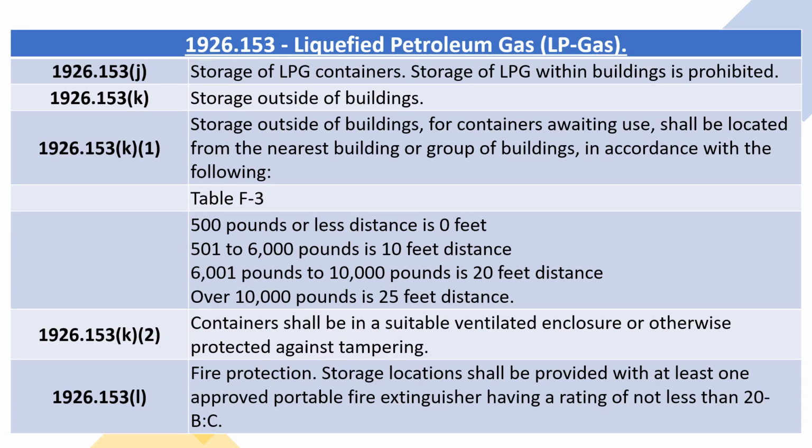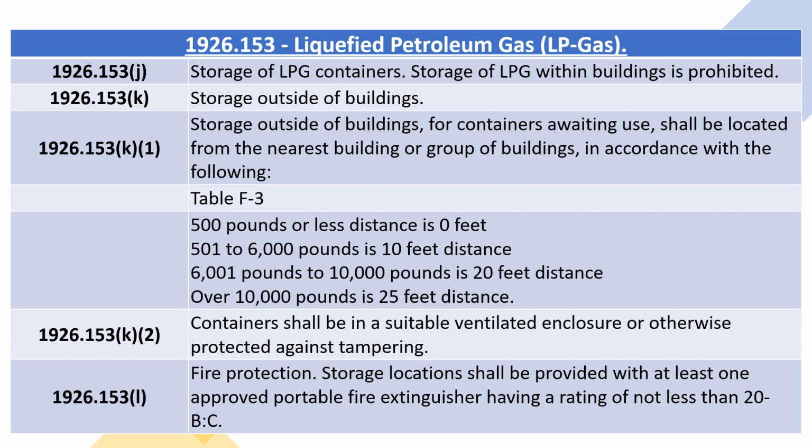1926.153(j) Storage of LPG containers. Storage of LPG within buildings is prohibited. 1926.153(k) Storage outside of buildings. 1926.153(k)(1) Storage outside of buildings, for containers awaiting use, shall be located from the nearest building or group of buildings in accordance with the following.